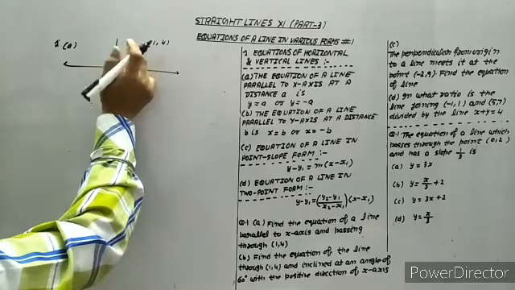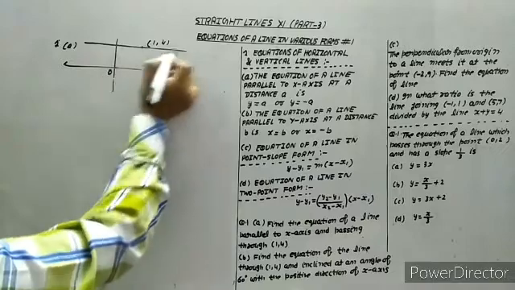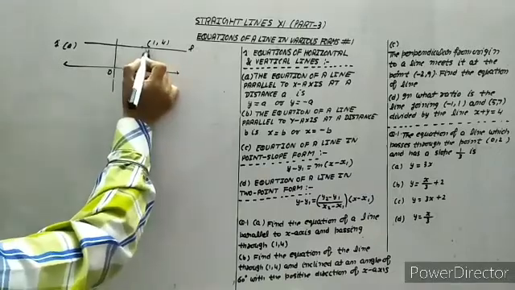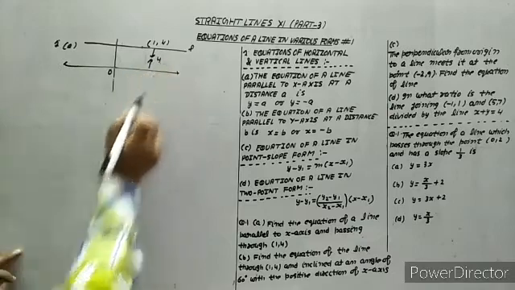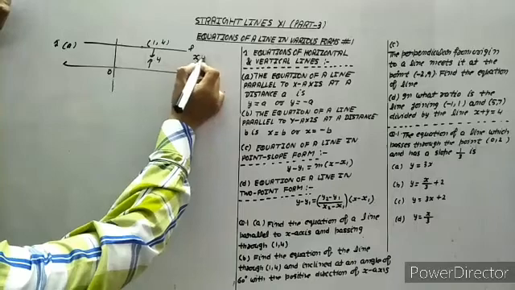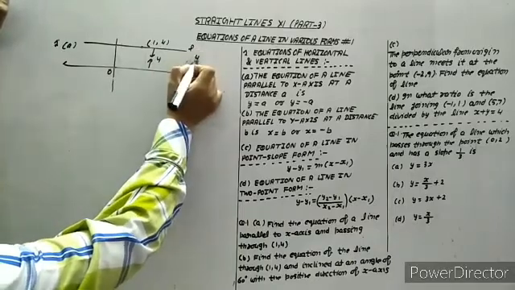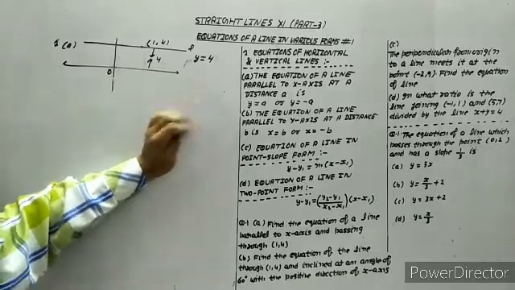Now we have to find the equation of a line parallel to the x-axis and passing through this point. Let us suppose this line is L. Because this distance we will get as 4 and this is parallel to the x-axis, therefore the equation of L is y = 4, and this is the answer.